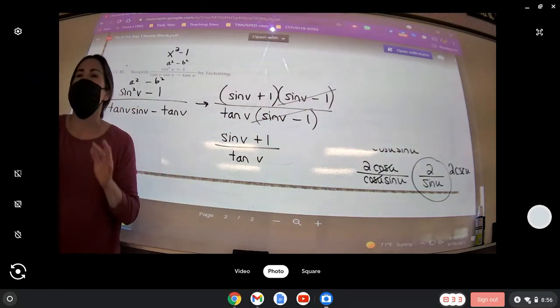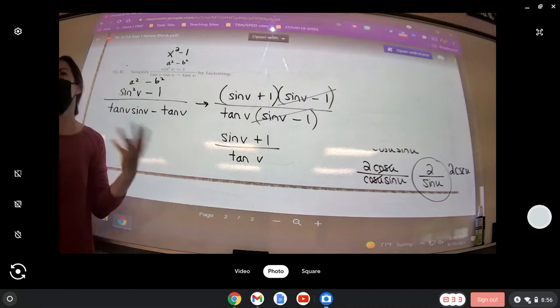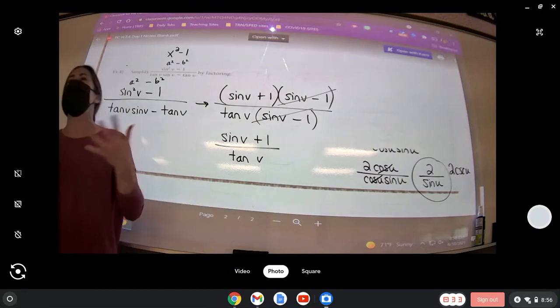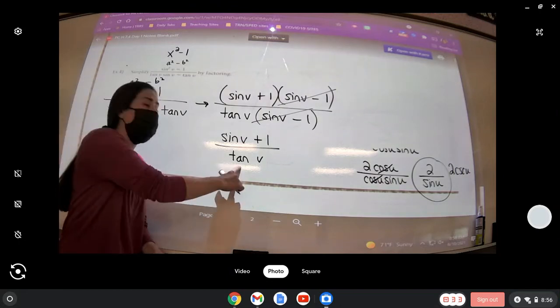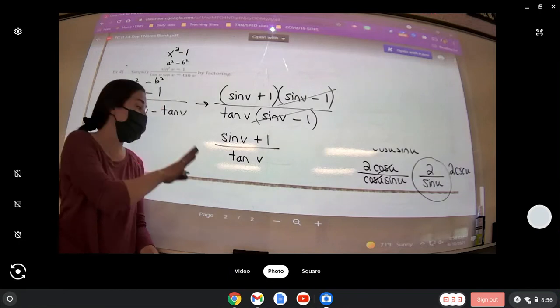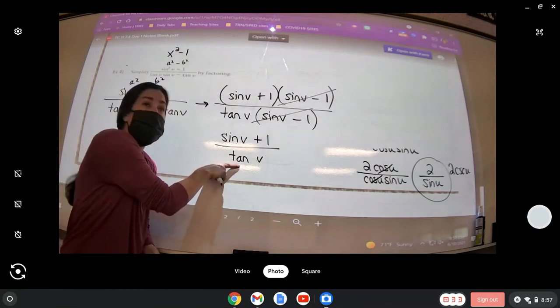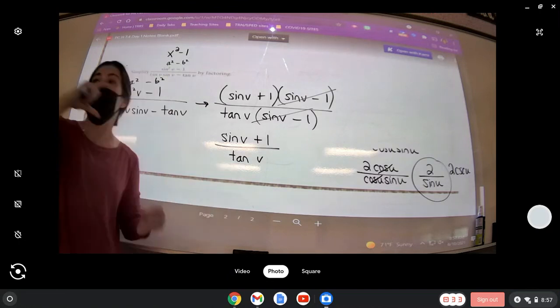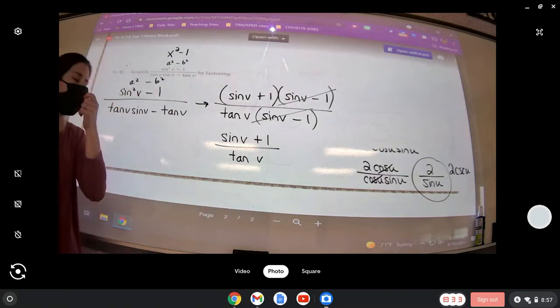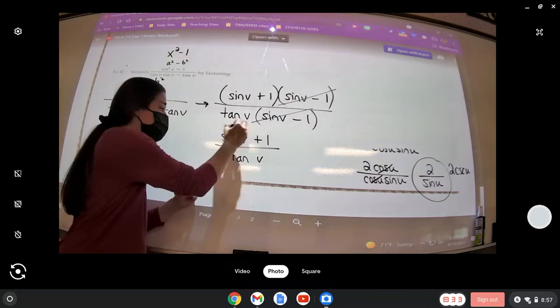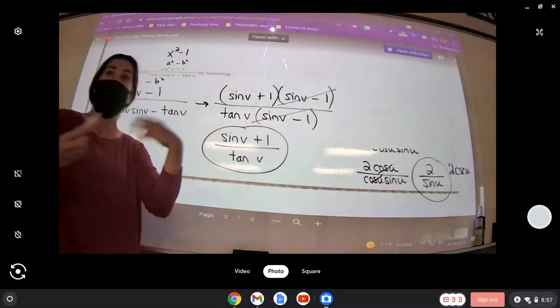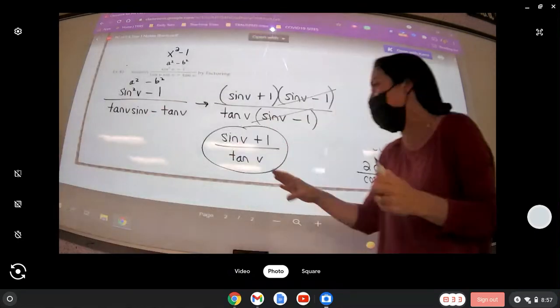I have a little bit of a problem. I look at this like it's still a fraction, plugging angles in could still be complicated, so this tangent v is just staring me in the face. So I went a step further, and I rewrote this as sine v over cosine v, and then I got rid of the complex fraction. However, this is where our book stops, and that's where your homework is going to make you stop.